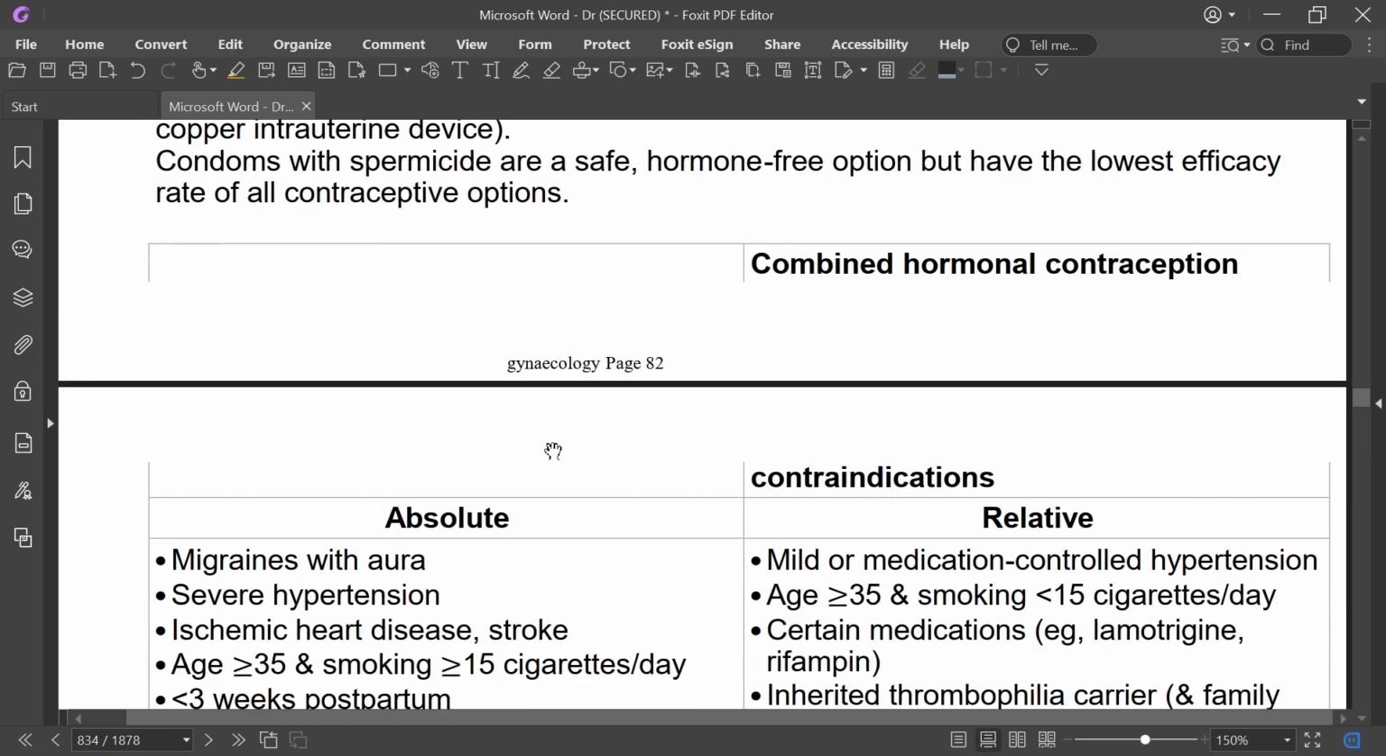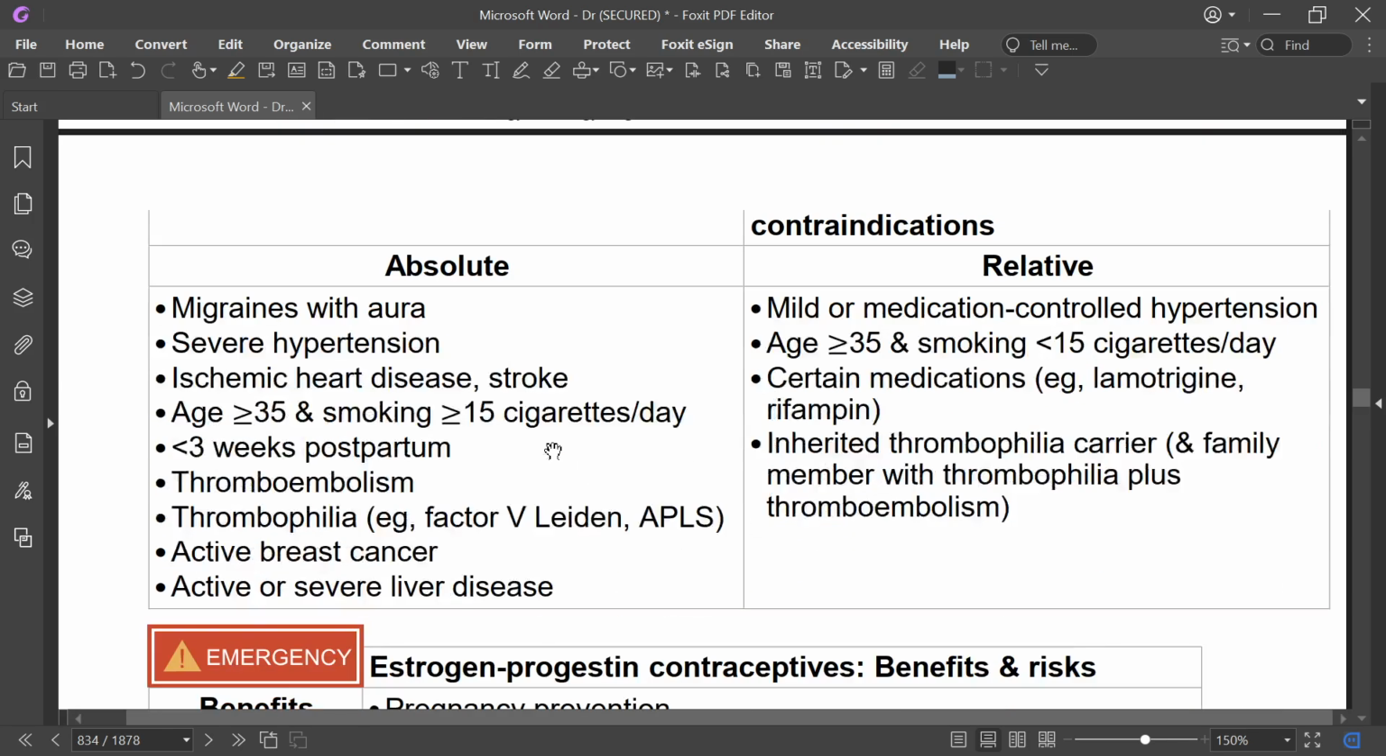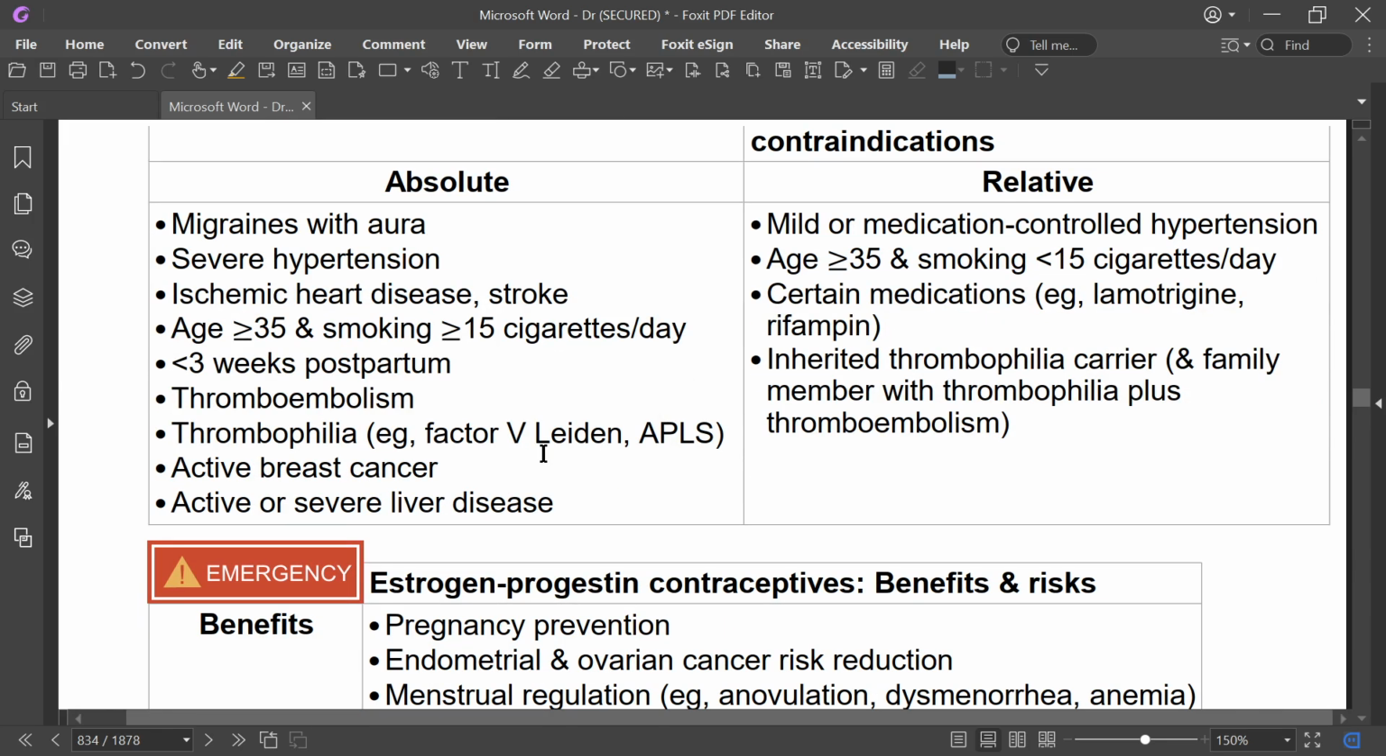Combined OCPs, combined hormone contraception: absolute and relative contraindications. Absolute contraindications are migraine with aura, severe hypertension, ischemic heart disease or stroke, age more than or equal to 35, smoking more than 15 cigarettes per day, less than 3 weeks of postpartum, thromboembolism, thrombophilia, factor V Leiden, antiphospholipid antibody syndrome, active breast cancer, and active or severe liver disease.